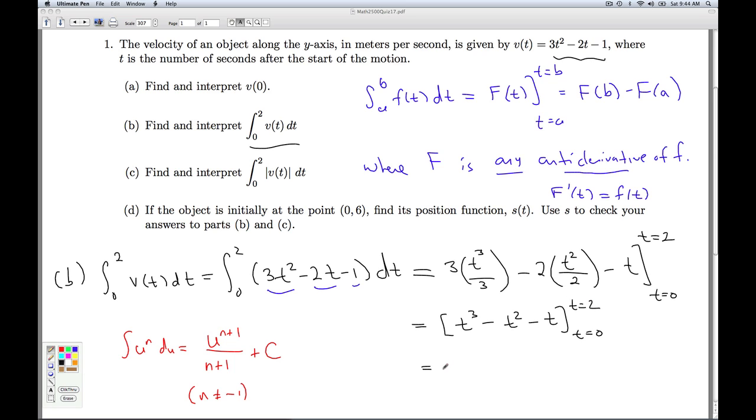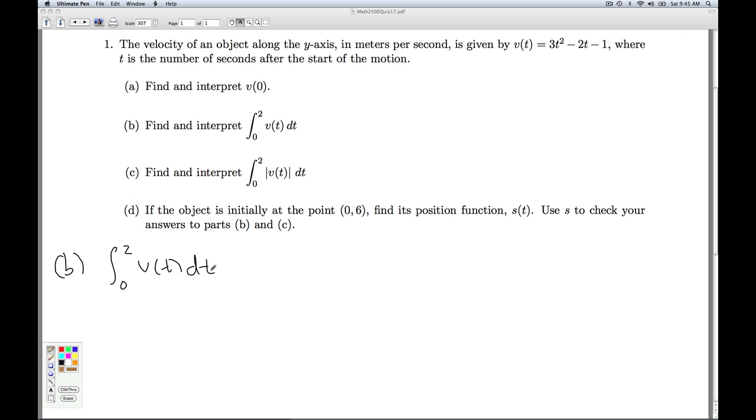So I plug in t equals 2 and subtract off what I get when I plug in 0. So we're plugging this into the antiderivative. And when the dust settles, I get 8 minus 4 minus 2, which gives me 2. So that tells me what that integral is. Now I've got to figure out what that integral means. Okay, so we've found the value of this integral is 2. What's that mean in this situation?